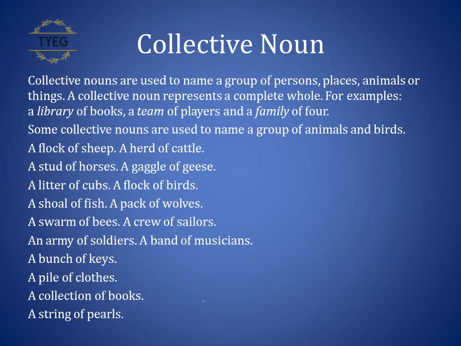Collective nouns. Collective nouns are used to name a group of persons, places, animals or things. A collective noun represents a complete whole. For examples, a library of books, a team of players and a family of four. Some collective nouns are used to name a group of animals and birds.